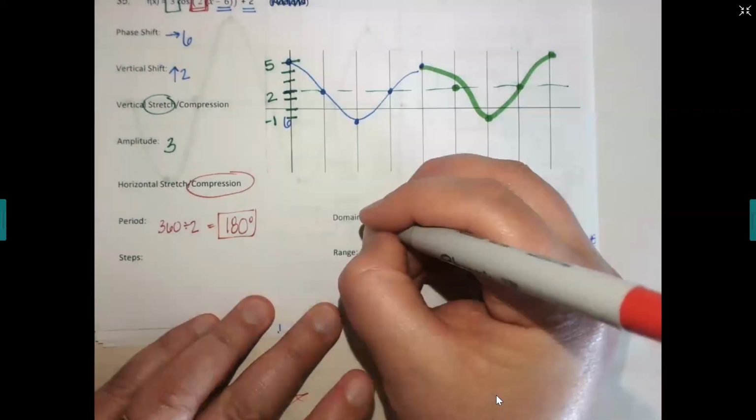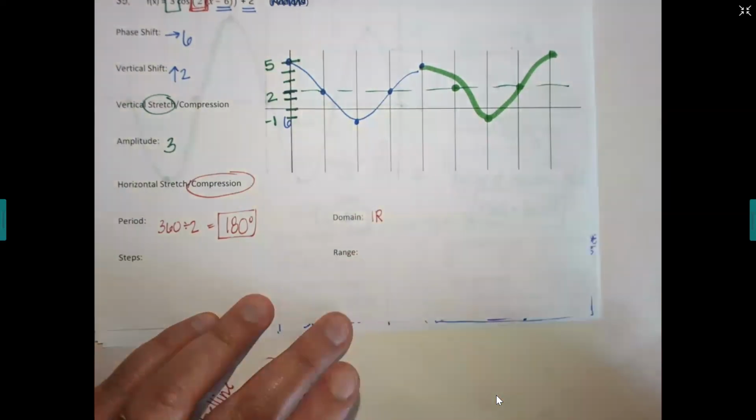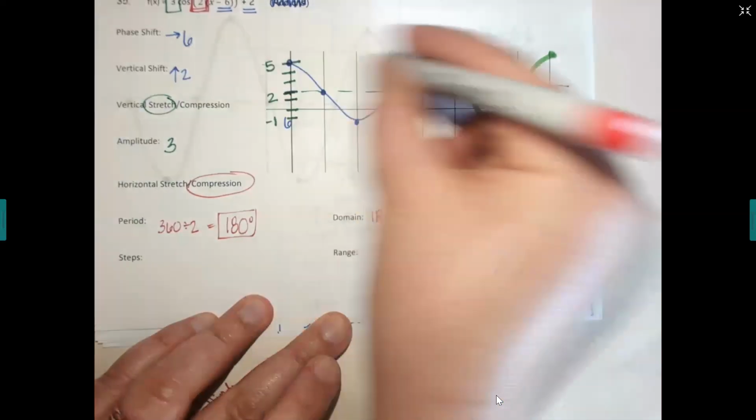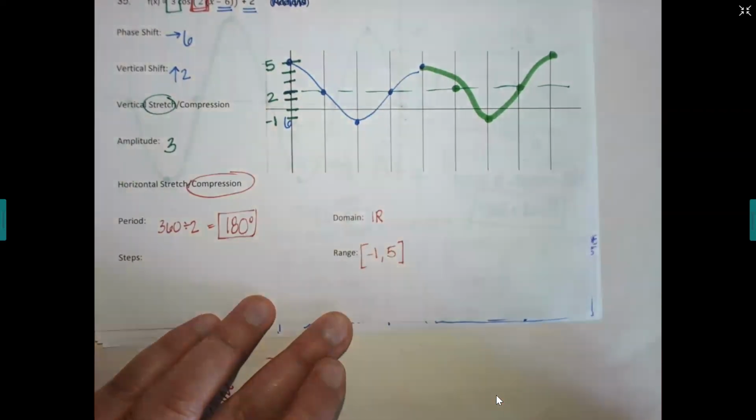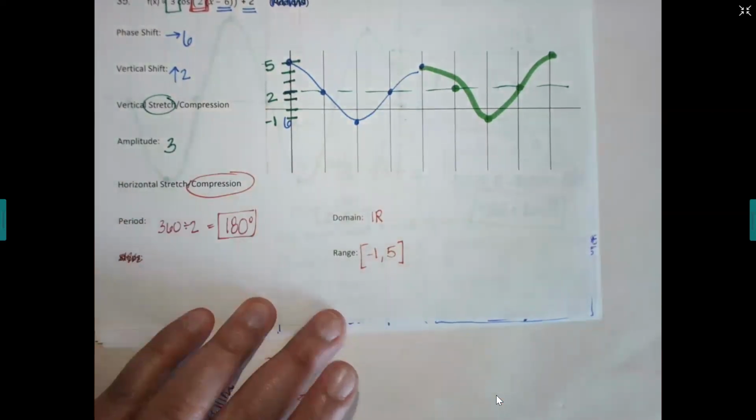Okay, your domain is all real numbers. Your range is from -1 to 5. And then you don't have to worry about the steps.